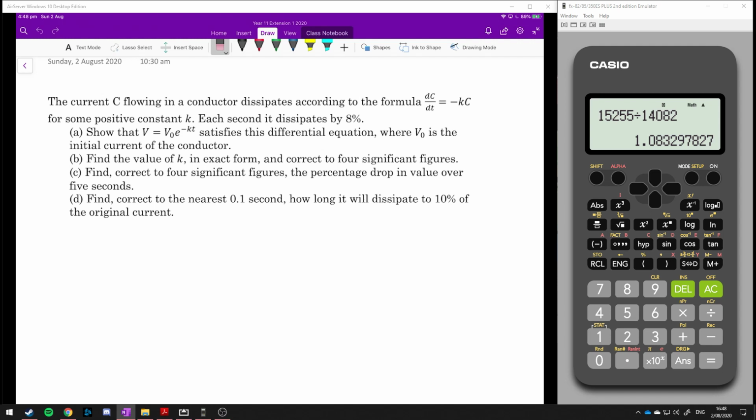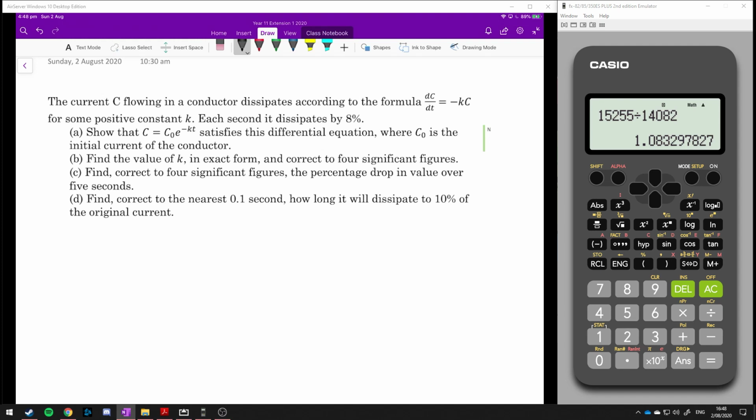So what we want to do first is show that V is equal to V0. Lots of, that should be C's, not V's. I don't know why it's come up as V's, but it should be C. Oh, there they are. Turns out I just had to do something and it changed it for me. So show that C is equal to C0 e to the negative kt, and that it satisfies this differential equation, where C0 is the initial current of the conductor.